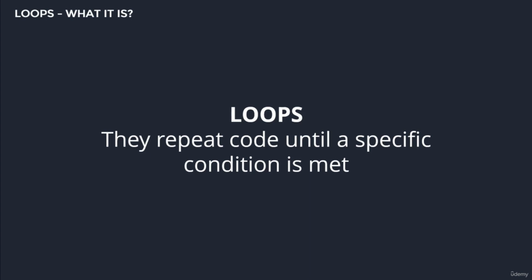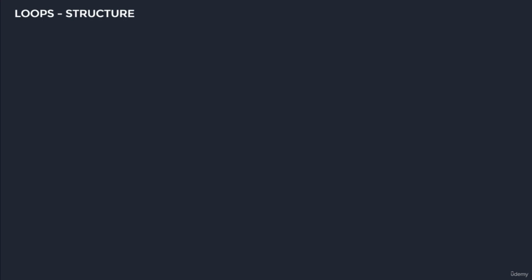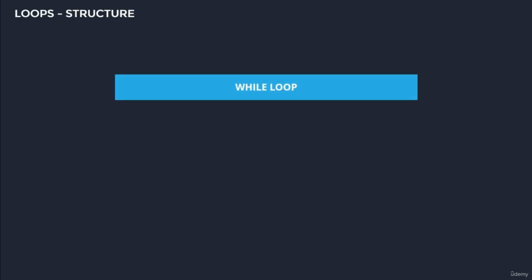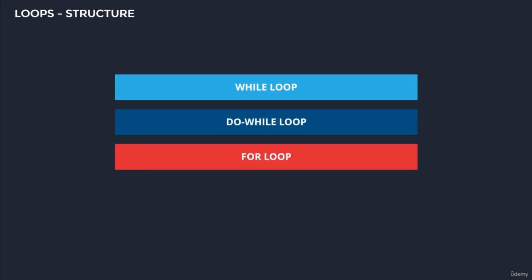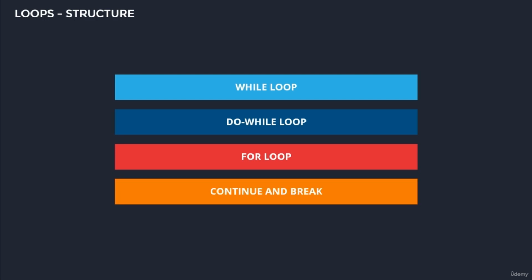In the case of Bart Simpson, that specific condition is reaching 100 rows. Now let's see what we are going to cover in this lecture. There are a few loop types in Java. First, we will look into the while, then do-while loop. After those, for loop. And finally, I will tell you what and how continue and break keywords can be used. The next lecture will be a coding lecture, and I will give you examples to all of these.